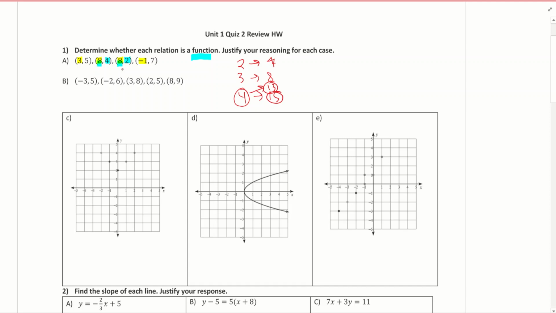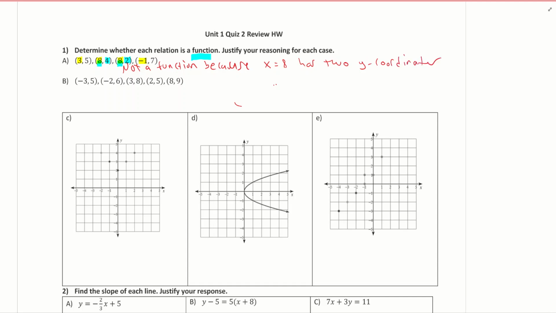So this would be not a function, because, and it says justify your reasoning as well, right? So it's not a function because x equal 8 has 2 y coordinates.